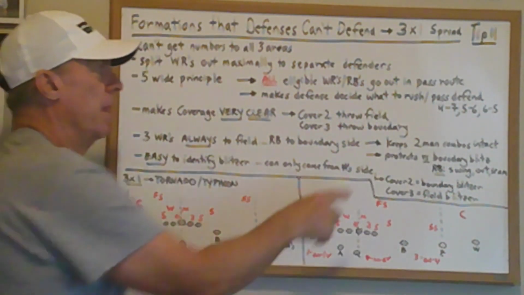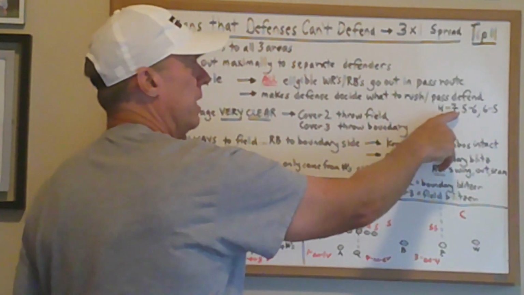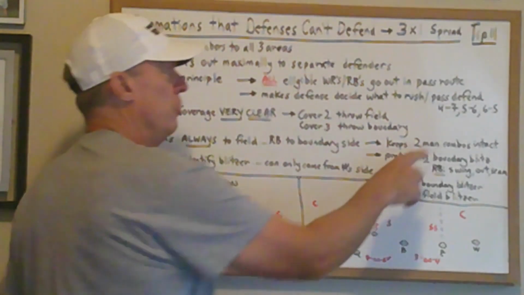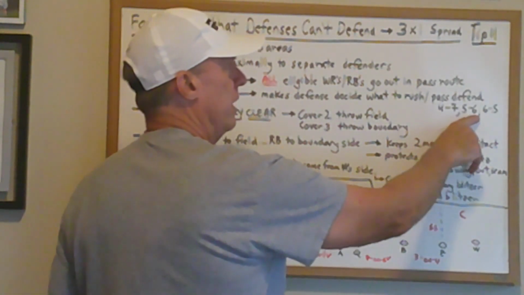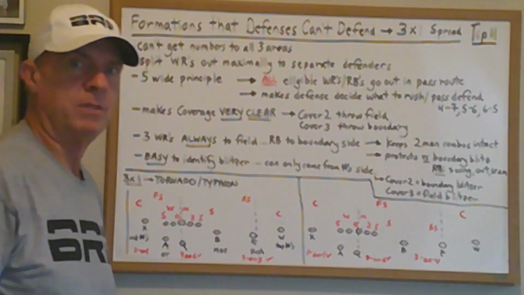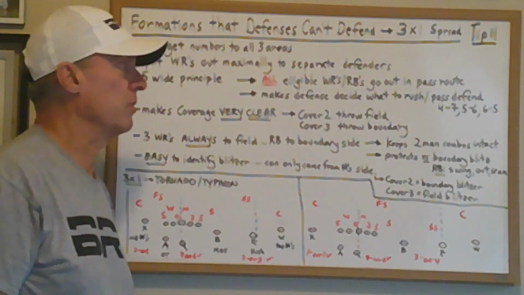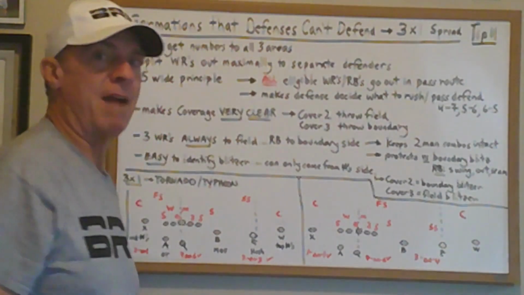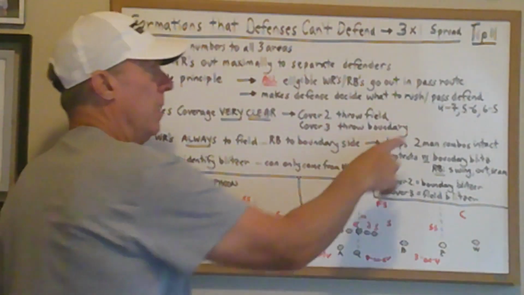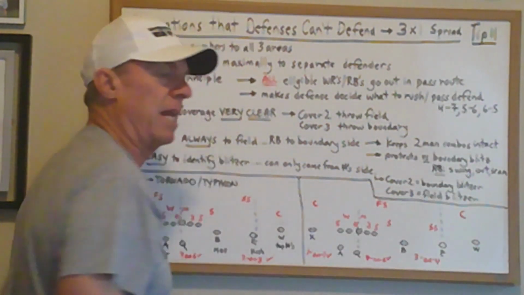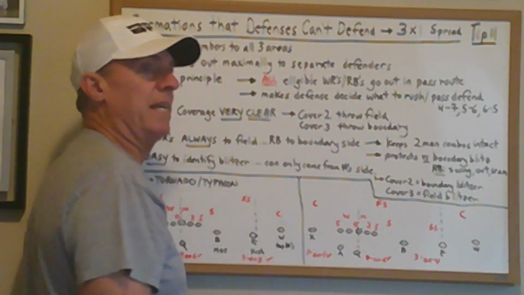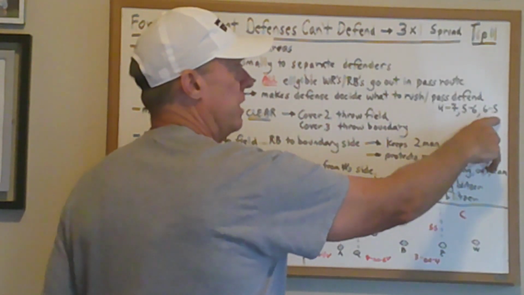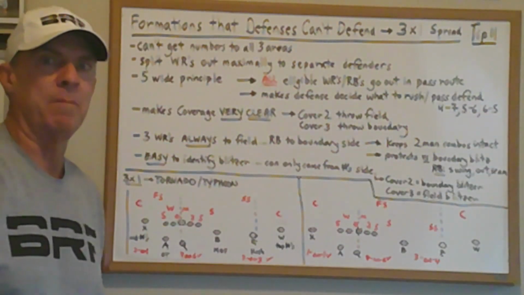What this does is make the defense decide what to rush or pass defend. If they rush 4, that means they're going to have 7 people playing my 5 receivers. If they choose to rush 5, they're only going to have 6 defensive backs playing my 5 receivers. And if they want to rush 6, remember, we have 5 protectors. If they rush 4 or 5, we can block that fairly easily, so the only way they can get an advantage in the rush is to rush 6. And if they rush 6, they only have 5 in coverage, and basically they have to play man coverage.